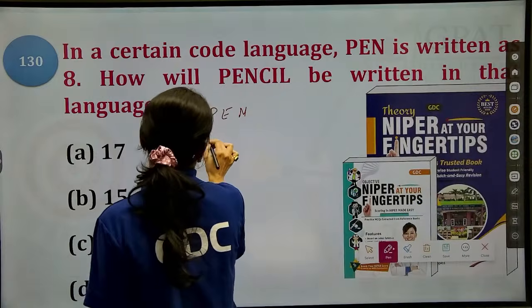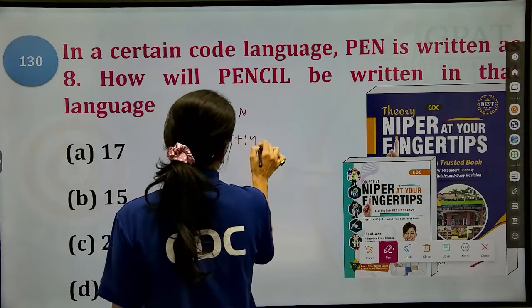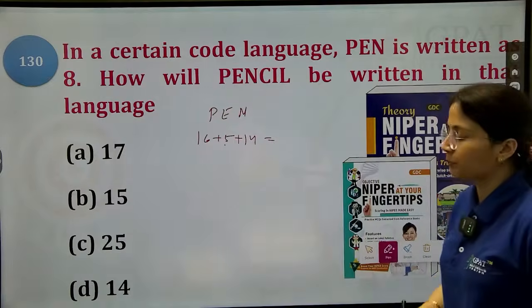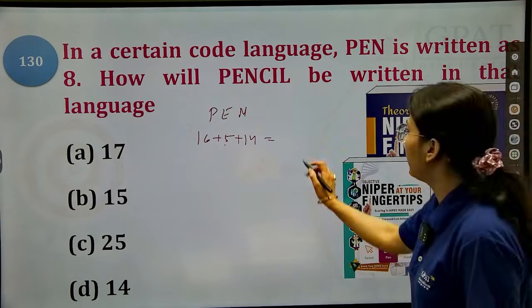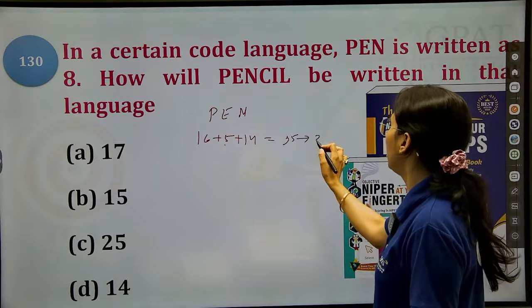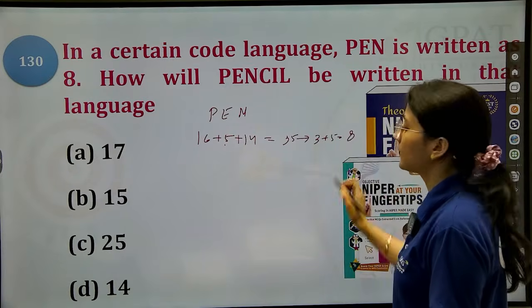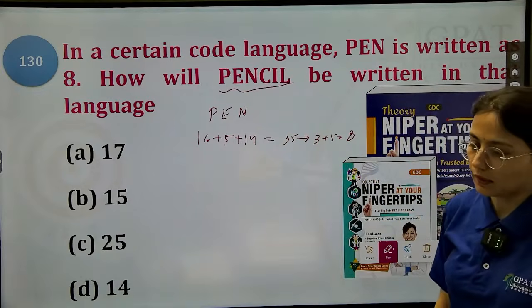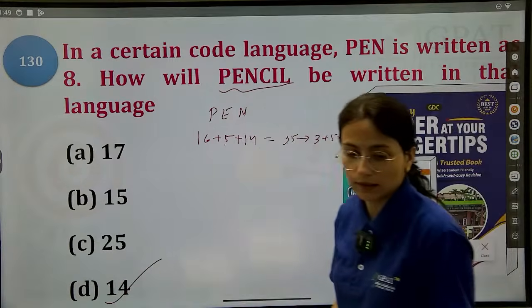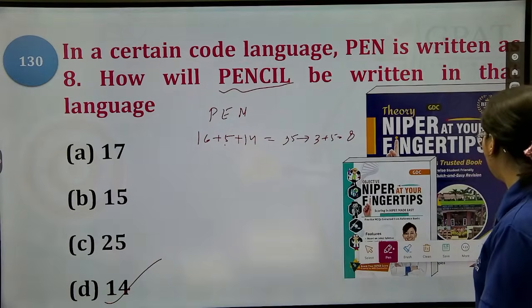16 plus 5 plus 14. What is that? That is 35. So when we do 3 plus 5, what is that? That is 8. Similarly, we can do for pencil and we will get the answer, that is 14. So option number D is correct. That is option number D is correct.